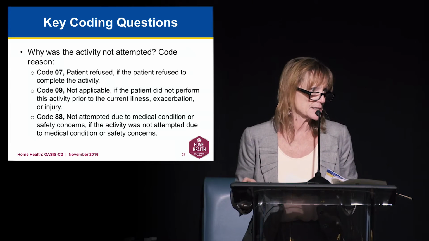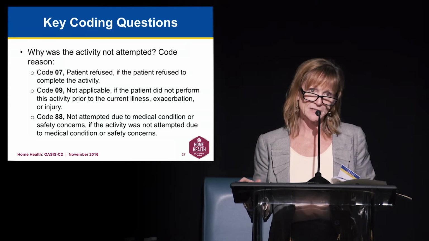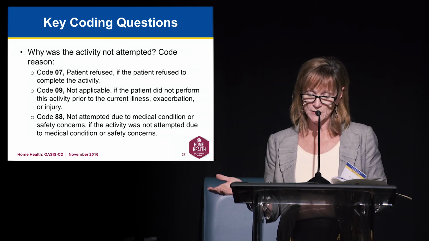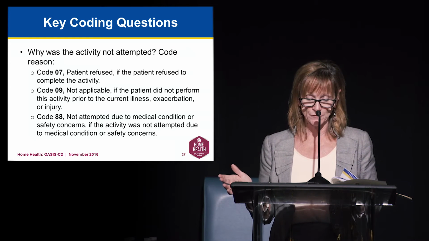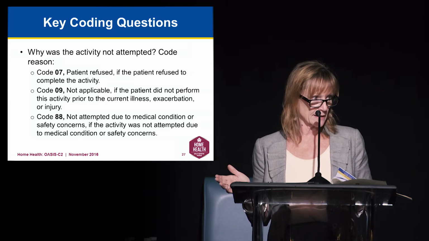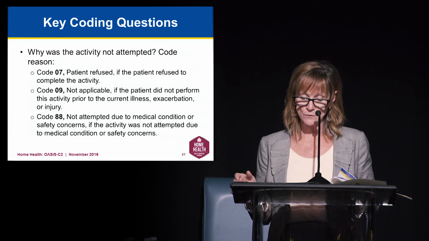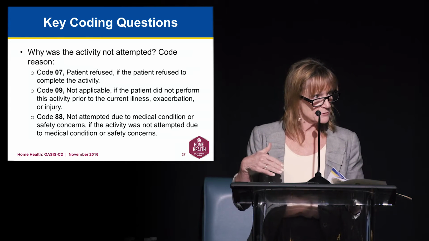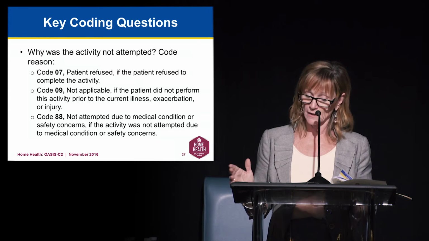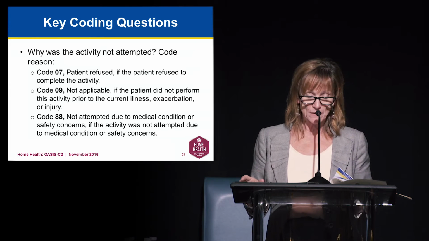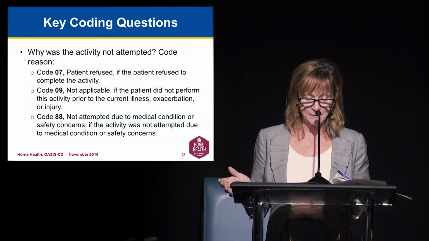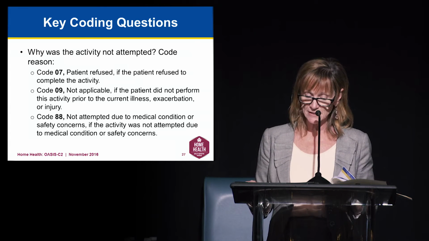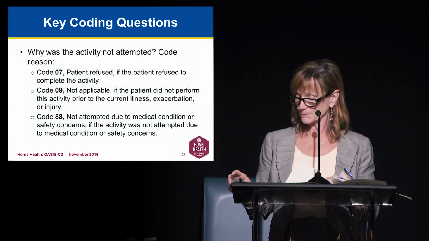And then these last codes, if the activity was not attempted, you have the code 7, which is if the patient refused. You have code 9, which was the not applicable code. So if the patient did not perform the activity prior to this current illness, you would be coding them a 9. Or code 88, which would be that you did not attempt the activity due to a medical condition or a safety concern.